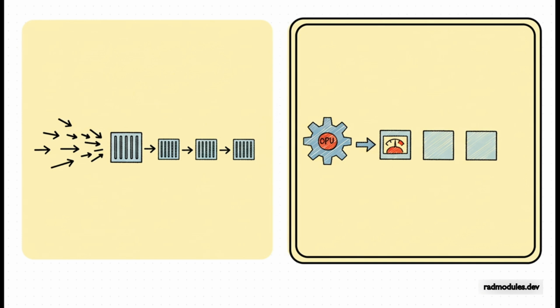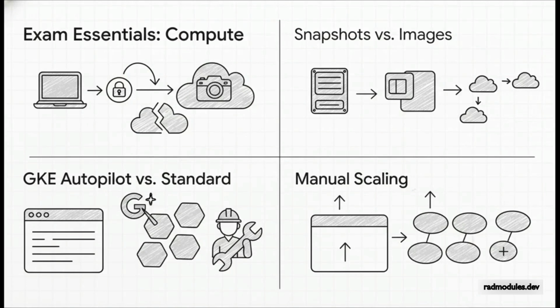But GKE, totally different ballgame. It uses something called the Horizontal Pod Autoscaler, or HPA, which keeps an eye on CPU and memory. If things get busy, it spins up more pods. If things quiet down, it spins them down. Simple as that.